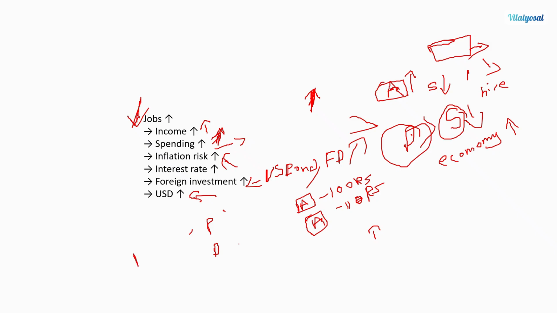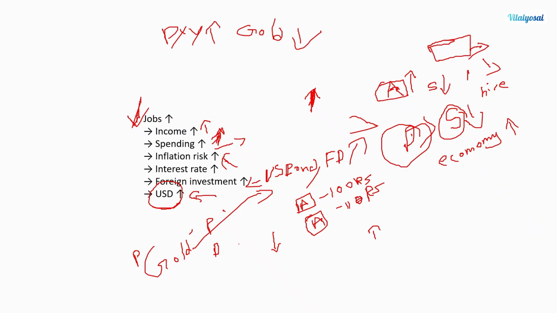People move from gold to bonds and fixed deposits, so the gold rate will be stalled or decreased. Also, you know about the correlation of the US dollar and gold. If DXY rises, gold goes down. If DXY goes down, gold moves up or stalls. That is the correlation.